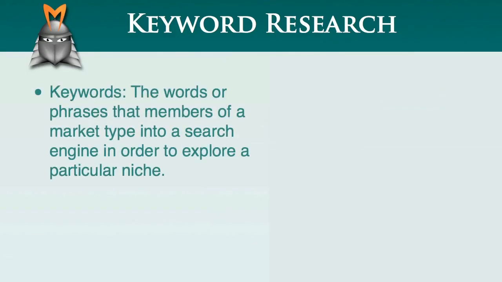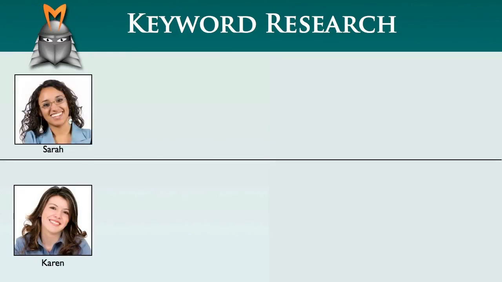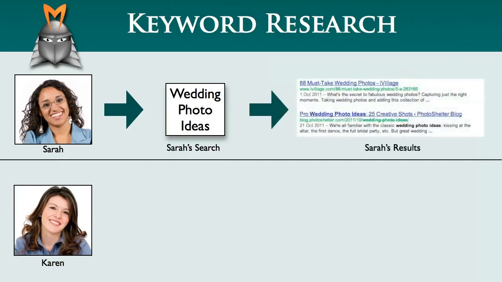Keywords are the words or phrases that members of a market type into a search engine in order to explore a particular niche. For example, Sarah and Karen are both members of the brides-to-be market. When Sarah sits down at her computer to explore the wedding photography niche, she enters the keyword phrase wedding photo ideas. Google then returns a list of sites that discuss a variety of different options for wedding photos.